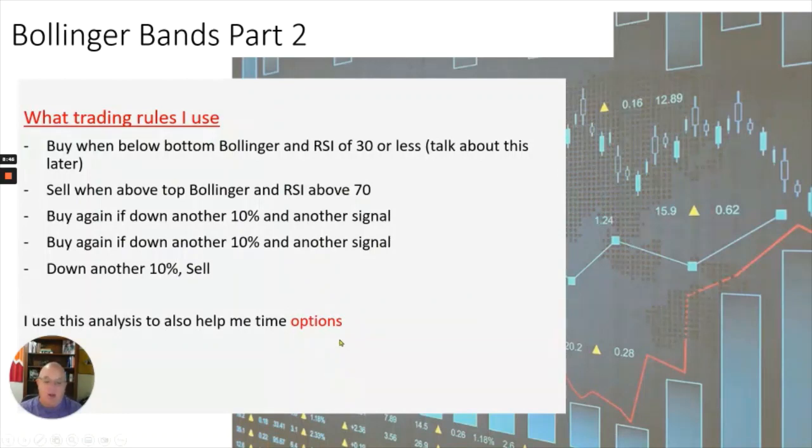Anyway, I also use this analysis to help time my options. On the buy side, relative strength of 30 and below the lower Bollinger Band, I start looking at call options. On the put side, we're expected to go down. I wait for relative strength to get above 80 in the Bollinger Bands, and I win very, very frequently on those options. I'll show you a couple of examples as we go through.